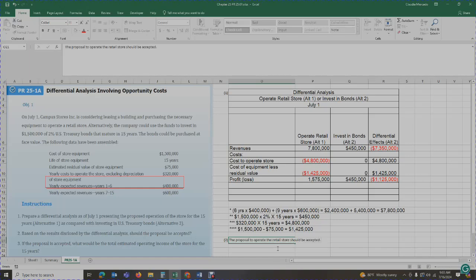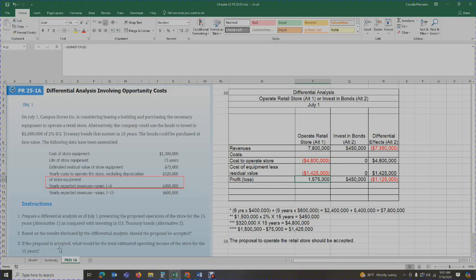Based on our estimates, based on our numbers, it's going to give me a greater profit if I invest my money at the retail store than keeping it safe and just investing it in bonds. I'm not going to make a significant amount in my bonds over the 15-year span. I'm going to make a lot more in the retail store. So that is number 2. I would accept the proposal and open up that retail store.